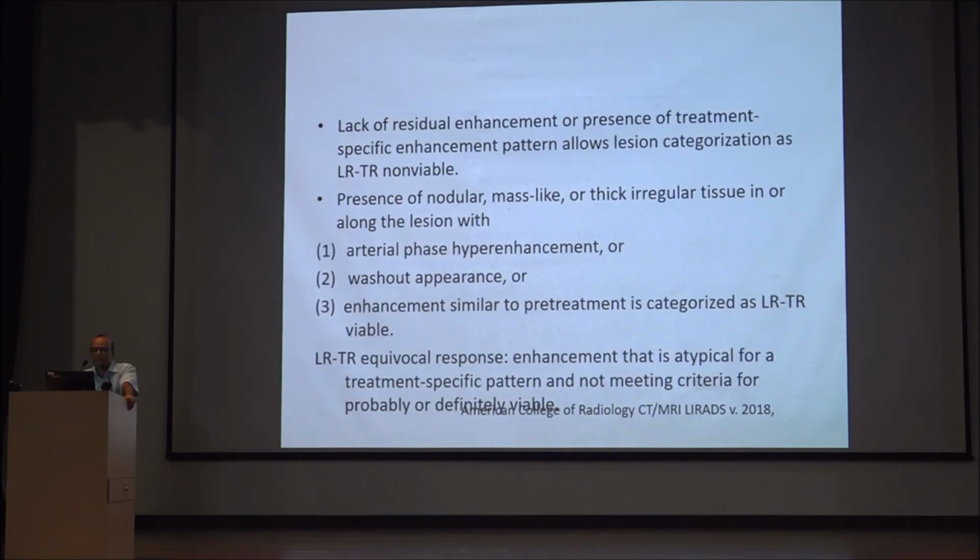So how they assess is, I have already mentioned, this is the recent one. After locoregional therapy, the tumor is evaluated as viable or non-viable. Lack of residual enhancement or presence of a treatment-specific enhancement pattern allows lesion categorization as LRTR non-viable. The presence of nodular, mass-like, or thick irregular tissue which shows arterial hyperenhancement, washout, or enhancement similar to the pre-treatment category is considered viable. Otherwise, if not meeting these, they are considered equivocal.